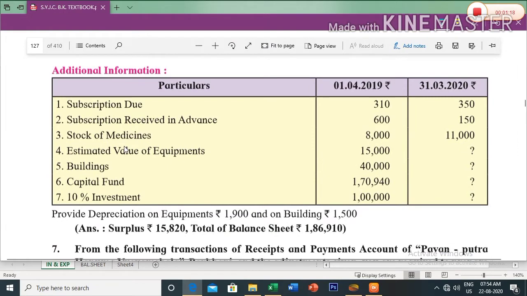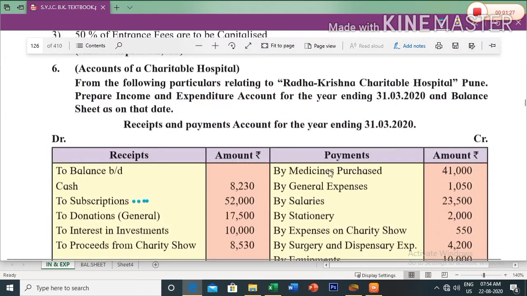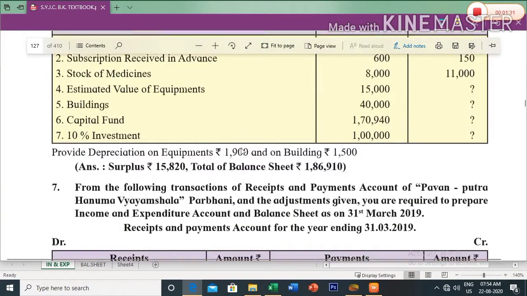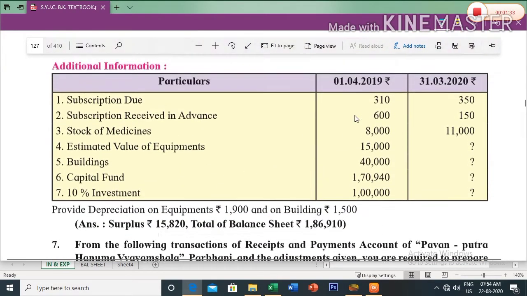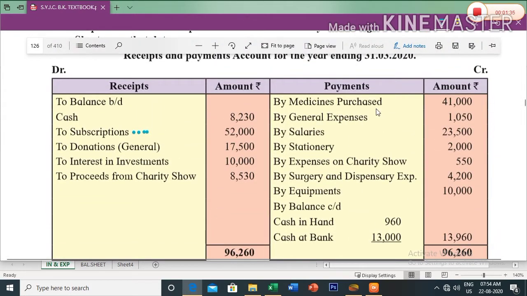Stock of medicine. This is the last year stock and this is the current year stock. So stock of medicine, again there is a purchase of medicine. So we have to record first stock of medicine and then closing stock. So here on medicine purchase we will put 2 tick marks.